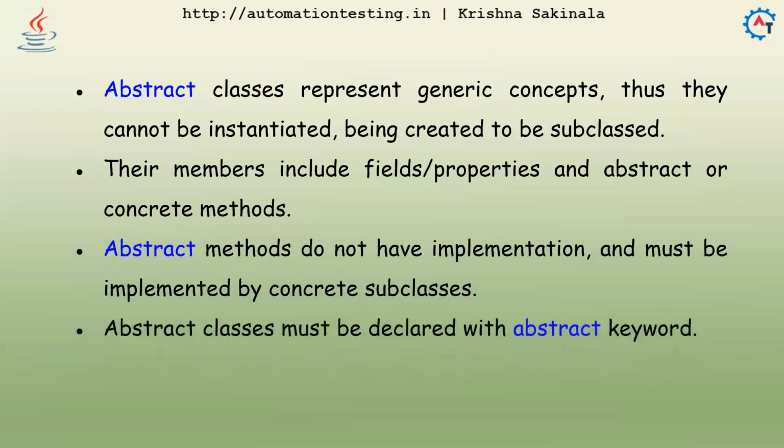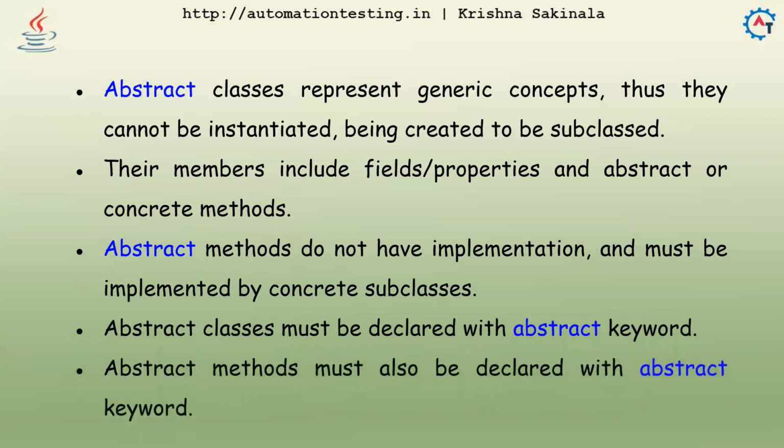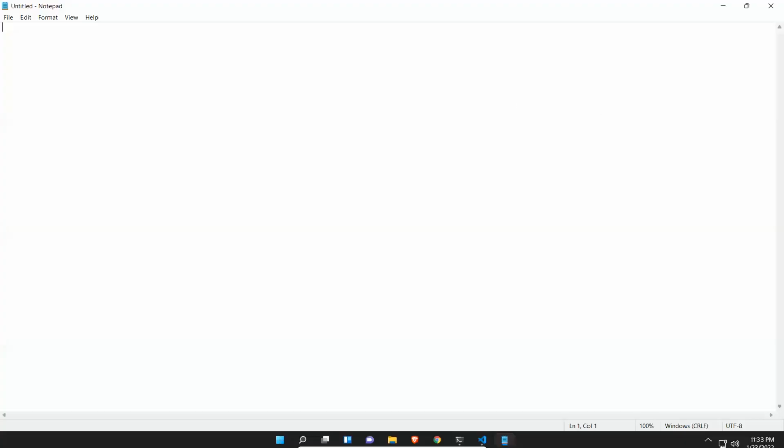Abstract classes must be declared with the abstract keyword. Abstract methods must also be declared with the abstract keyword. If it is an abstract class or abstract method, you should use the Java predefined keyword called abstract. Now we will see all these things. Let me go to this notepad so I'll show you what exactly it is.